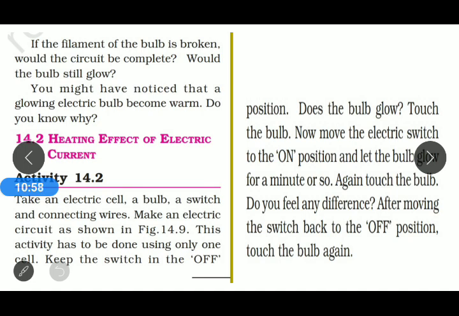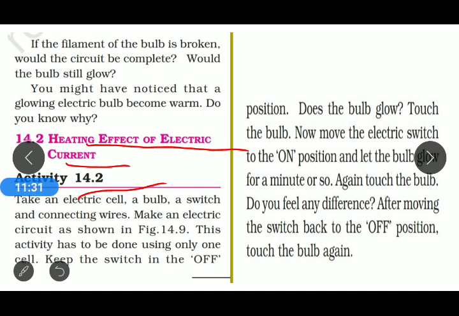There are two types of effects of electric current that we will study in this chapter. The first one is called the heating effect of electric current. And the second is called the magnetic effect of electric current. Now, to understand the heating effect of electric current, we will perform the first activity, which is Activity 14.2.